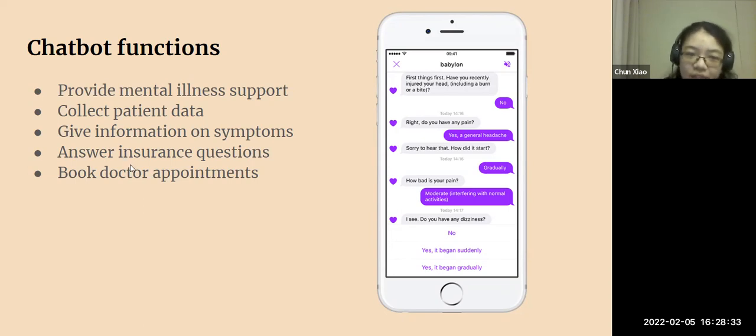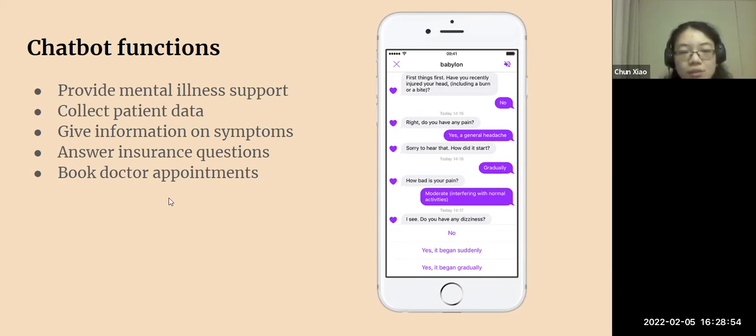It can also answer insurance questions. So these things that are administrative tasks that don't necessarily need a person to help you with, you don't have to wait for a long time because a chatbot can talk with many people at once, and this can decrease the congestion of the number of people who are asking an administrative assistant questions about their insurance.